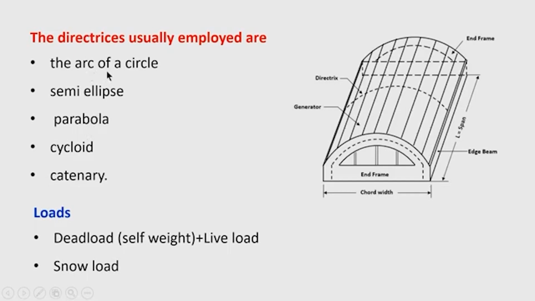So, we shall do the analysis of cylindrical shell with different types of directrix, arc of a circle, semi ellipse, parabola, cycloid, catenary, knowing the properties of the different types of curves. Load that I will consider for the analysis of cylindrical shell in this course are dead load, self weight plus live load. So, dead load and live load that are considered together is a gravity load acting on the shell.